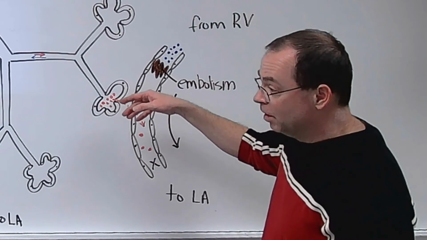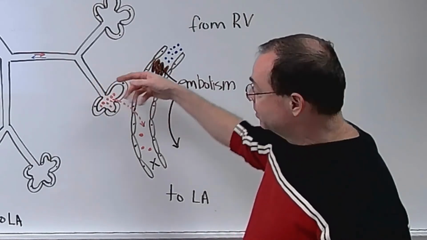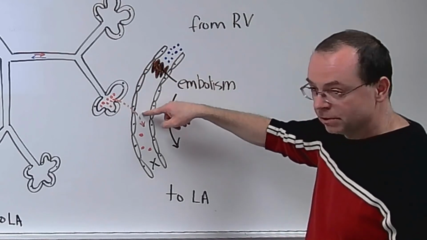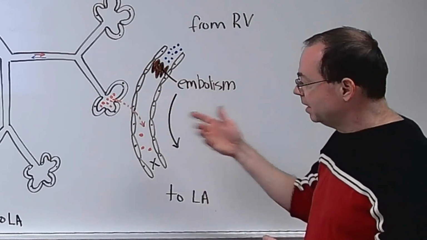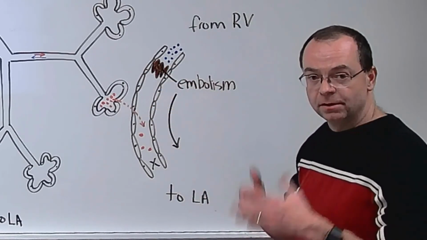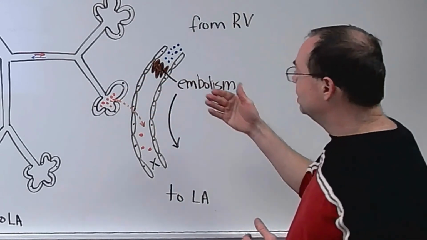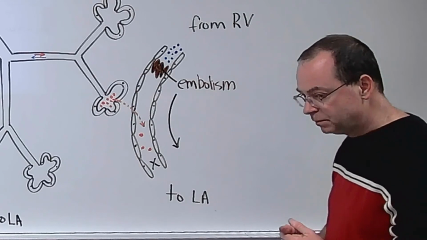Originally the oxygen that's in a high concentration here will diffuse into the bloodstream, but it will quickly reach equilibrium. And now we're in dynamic equilibrium. There's no reason for any more oxygen to diffuse in. So that's a pulmonary embolism.